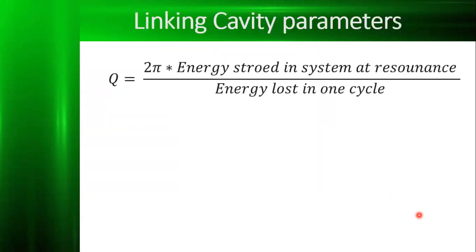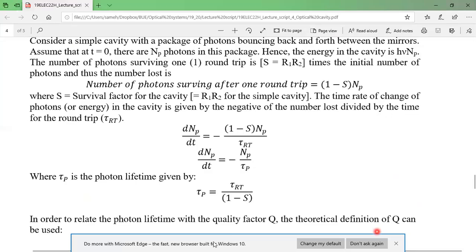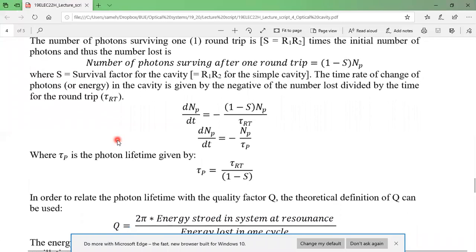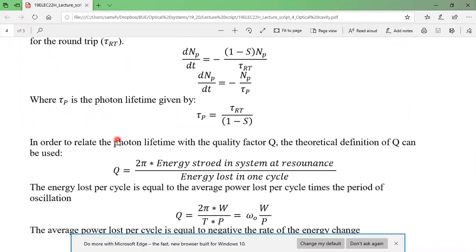Now we are going to integrate the definition of the photon lifetime with the quality factor. Here we have a long mathematical derivation. I will not go into the details, but you can find it here step by step. Let's start first with the conceptual part, the physical meaning of how we integrate the Q factor, which is the measure of the sharpness of the signal, with the photon lifetime, tau_p.